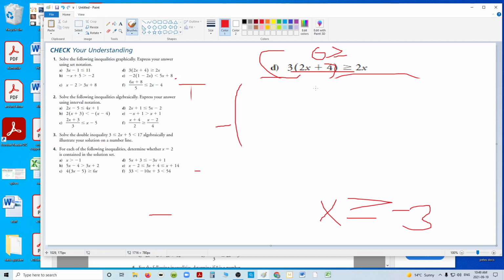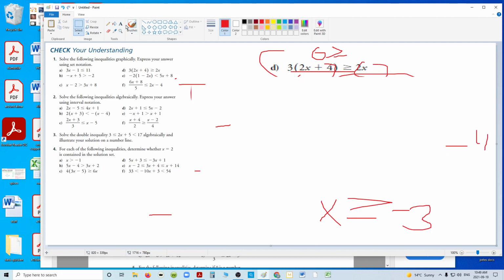Let's try it out with -3. I get -6 plus 4, which is -2, times 3 is -6. Is bigger or equal to -6. So that makes sense. -6 is equal to -6. Since it's bigger or equal, if I take -4, it should also work.